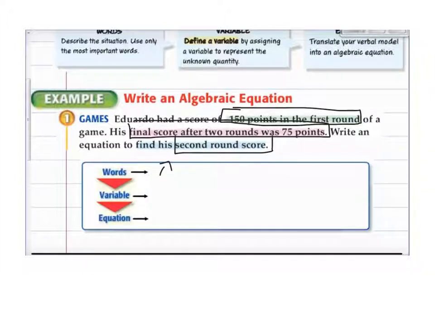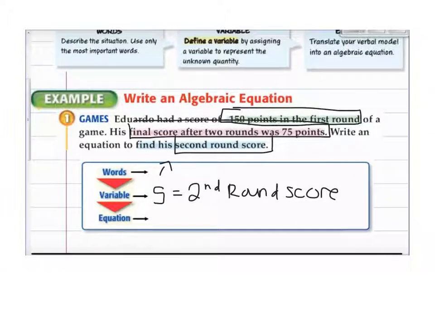So now we have to define our variable. I'm going to put S for second round score, and that is the unknown. So S equals our second round score. Now we have our important words and we have our variable, so let's move into writing the equation.